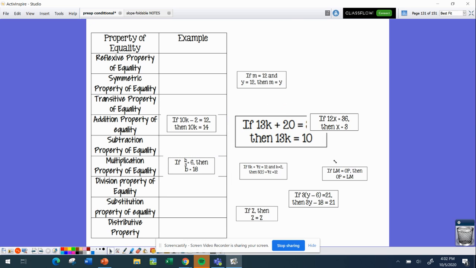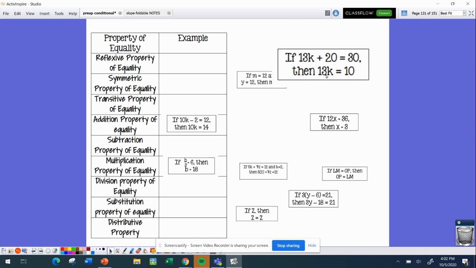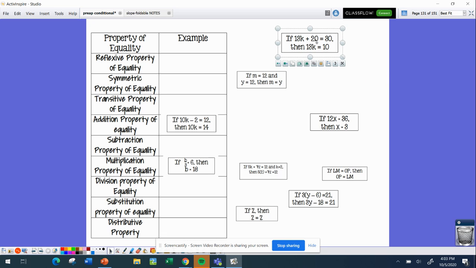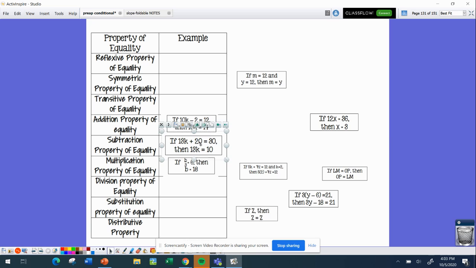If 13k plus 20 gives me 30, then 13k equals 10. For this if-then statement, we subtracted 20 from both sides, an example of the subtraction property of inequalities.